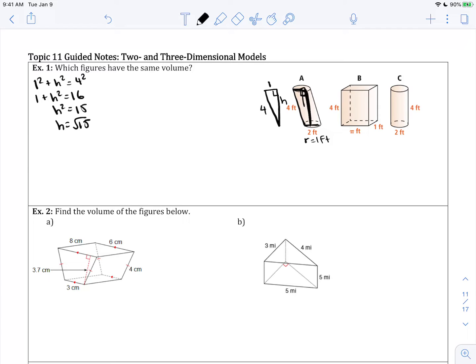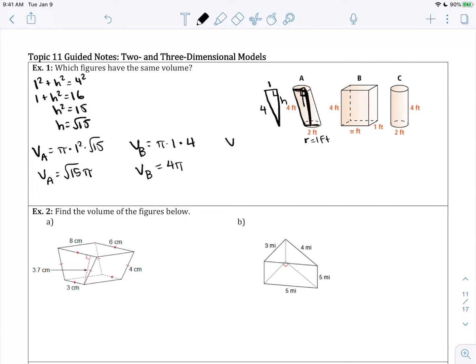All right, now that we have the height, we can calculate the volume of A. So the volume of A is going to be pi r squared, so pi times 1 squared times the square root of 15, which would simplify to just the square root of 15 times pi, right? Let's get the volume of these other ones. Well, the volume of B is just the area of the base, so pi times 1, since it's a rectangle, times the height, 4. So the volume of B is 4 pi. So those aren't the same, A and B.